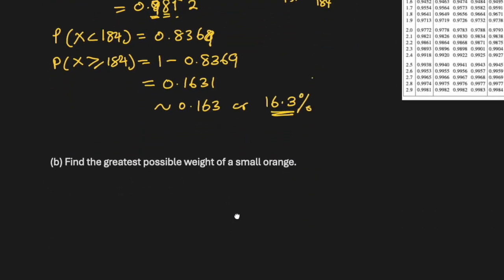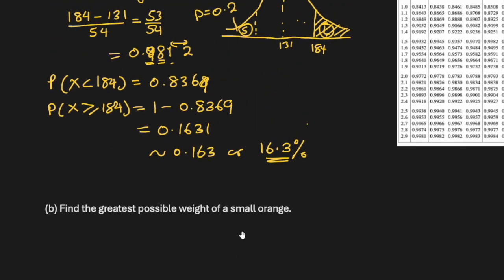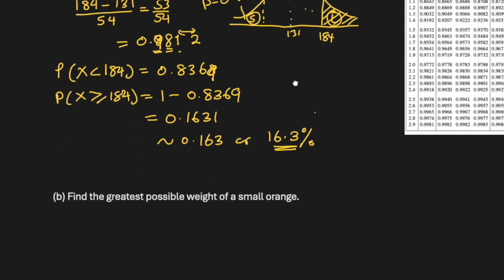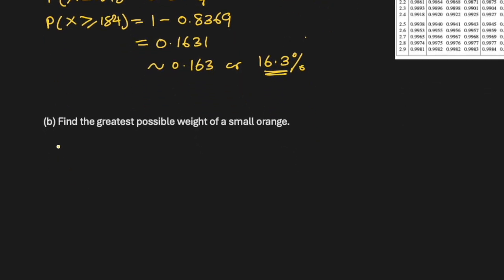B part, the greatest possible weight of small orange. That's what we have to find. Small orange, where the probability is 0.2. So we will see probability that X is less than some value P, not P, P is being used already. So let me write greatest value, G. X is less than a value G is 0.2.